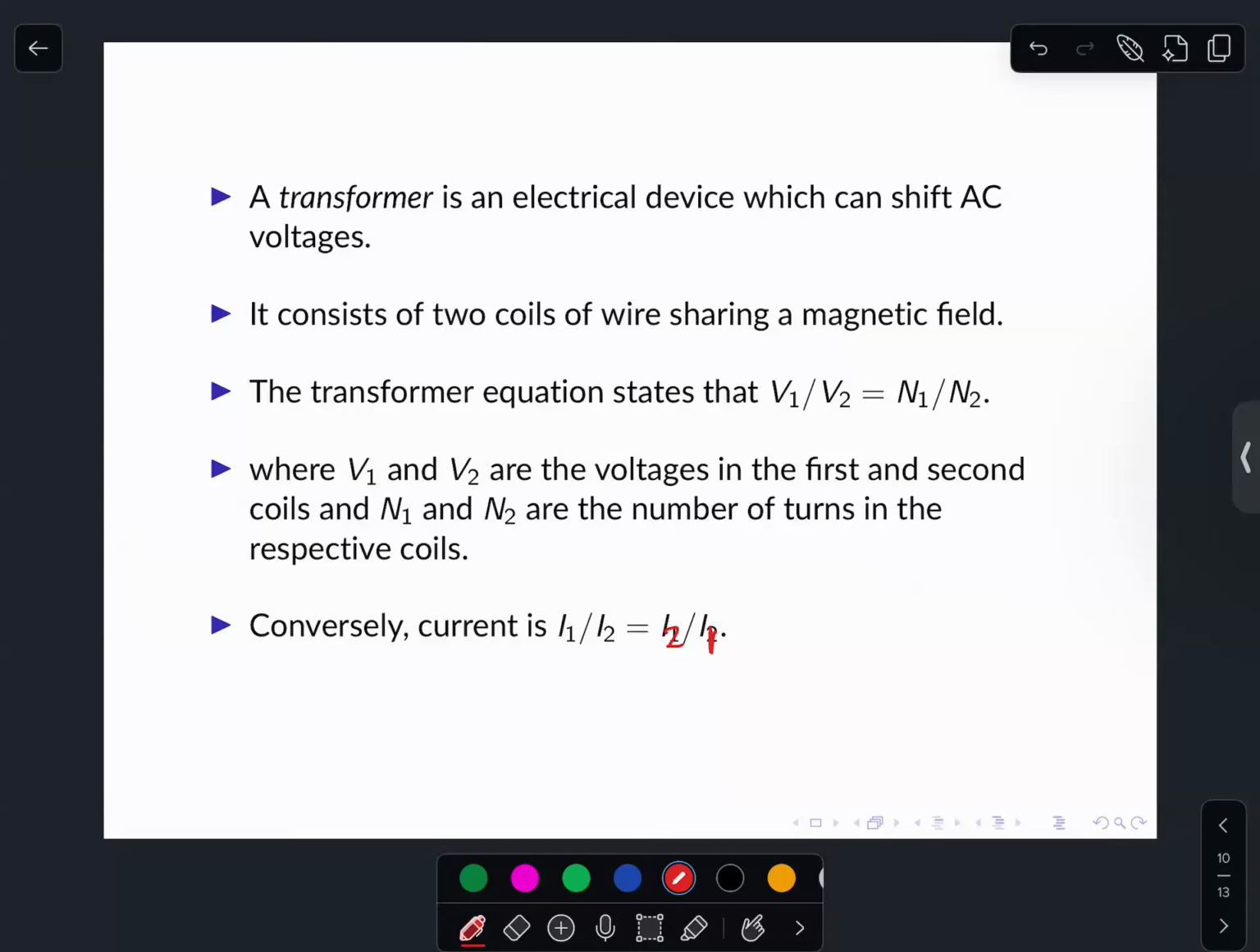You can plug that in. If I've got 5 turns in and 10 turns out, whatever I put in here, there's going to be twice as much voltage there. 120 volts will become 240 volts.